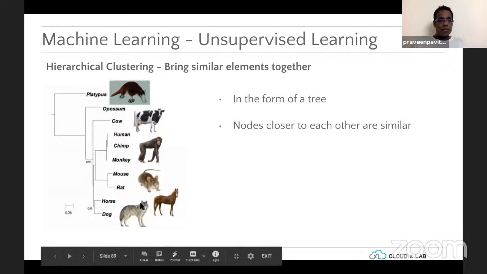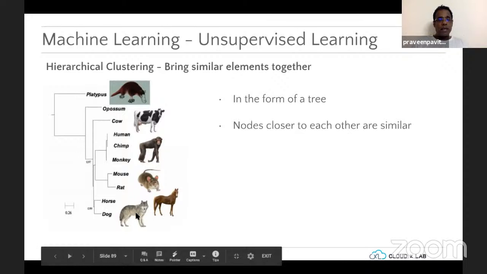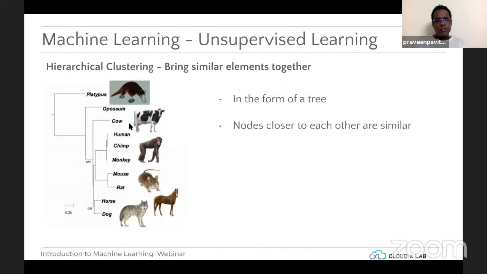As you can see, there are certain features that tie the different species together, and therefore the horse and the dog are closer to each other. The rat and mouse are closer to each other, and you can build up a relationship between them. So this is a different form of clustering. It's called hierarchical clustering, and it's also very commonly used. It's often also used when trying to cluster lots of types of cars together. This is also a technique that's done.